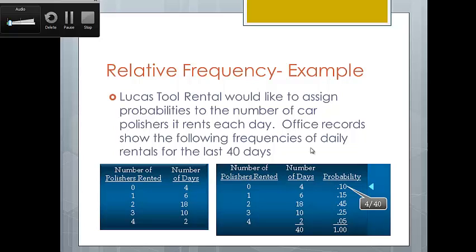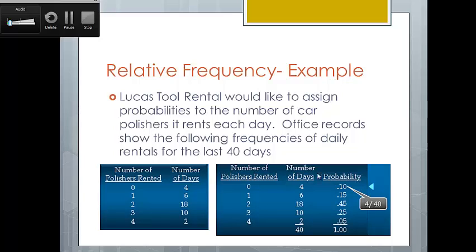A relative frequency example: let's say Lucas Tool Rental would like to assign probabilities for the number of car polishers it rents each day. Official records show the following frequencies of daily rentals over the last 40 days. They have rented between 0 and 4 polishers, so their sample space is 0 to 4. This is the number of days on which each was rented. They rented 0 polishers on 4 days, 1 polisher on 6 days, 2 polishers on 18 days, 3 polishers on 10 days. You get the idea.